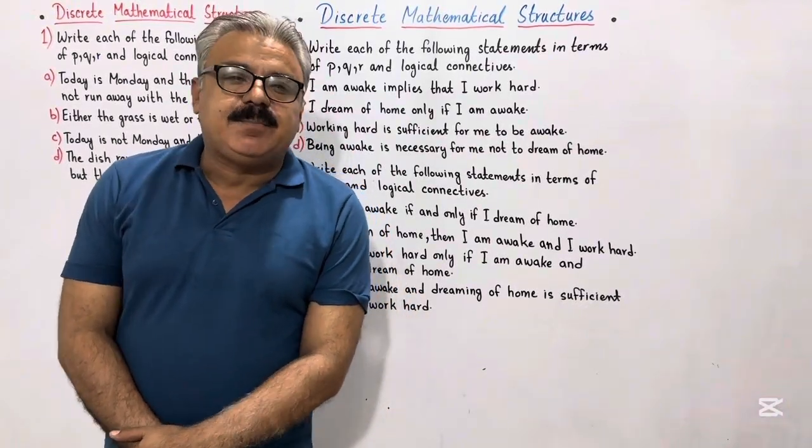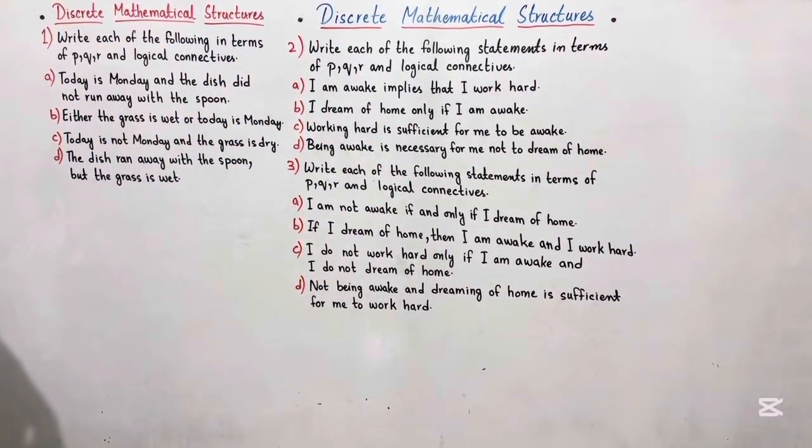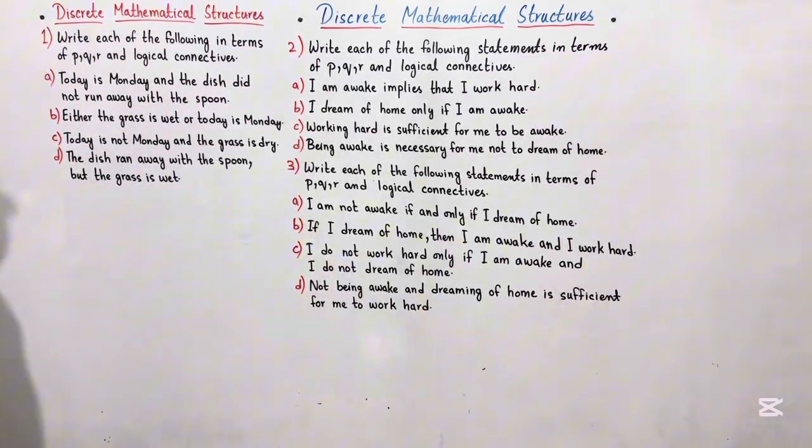Let's connect some propositions by the appropriate connectives. Our connectives are and, but, either or, neither nor, implication, if and only if, and what not. Let's see and find out.